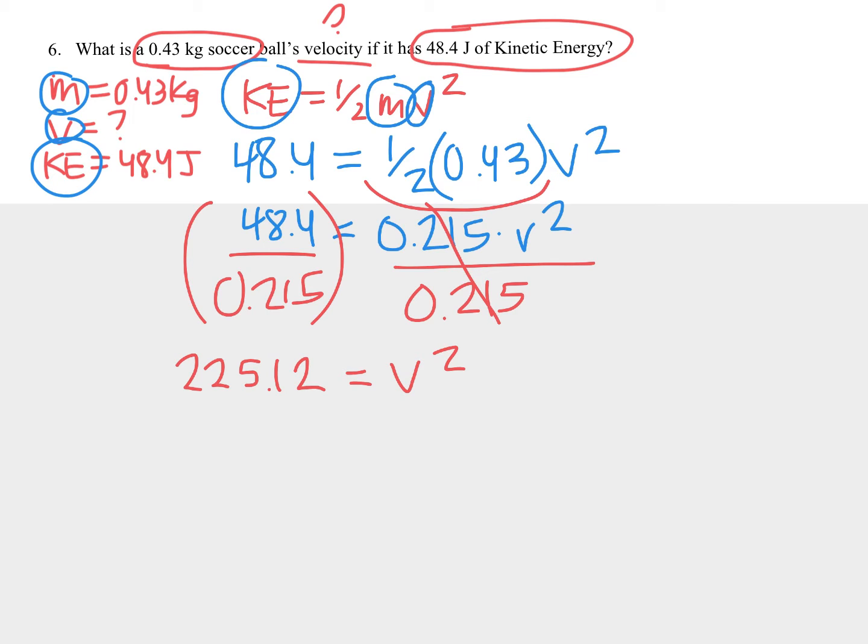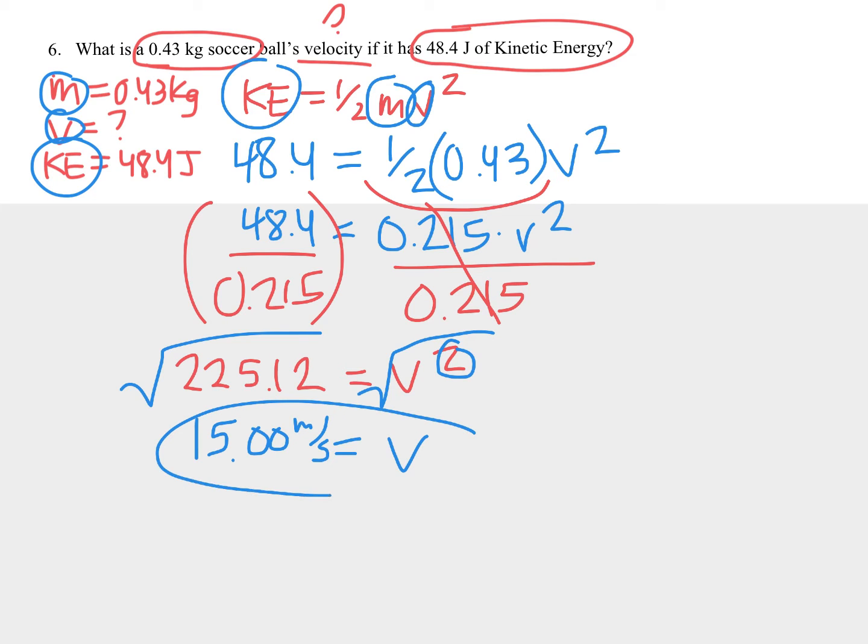Now be careful, a lot of people make the mistake and think, oh good, I'm done. That's what V equals, but that's not true. There's still this square there. So we have to square root both sides. When you square root V squared, you end up with velocity by itself, which is good. And you get about 15.00 after rounding, meters per second for your answer after you square root 225.